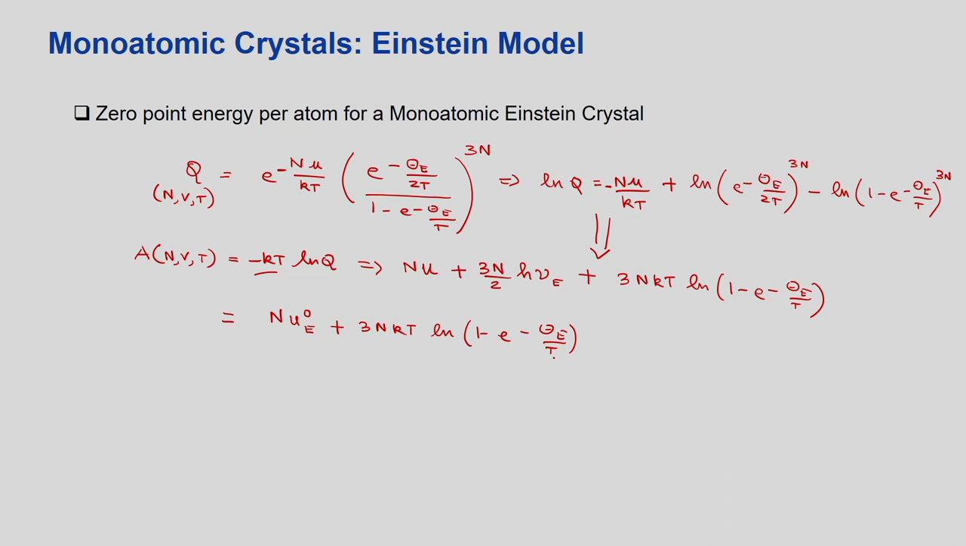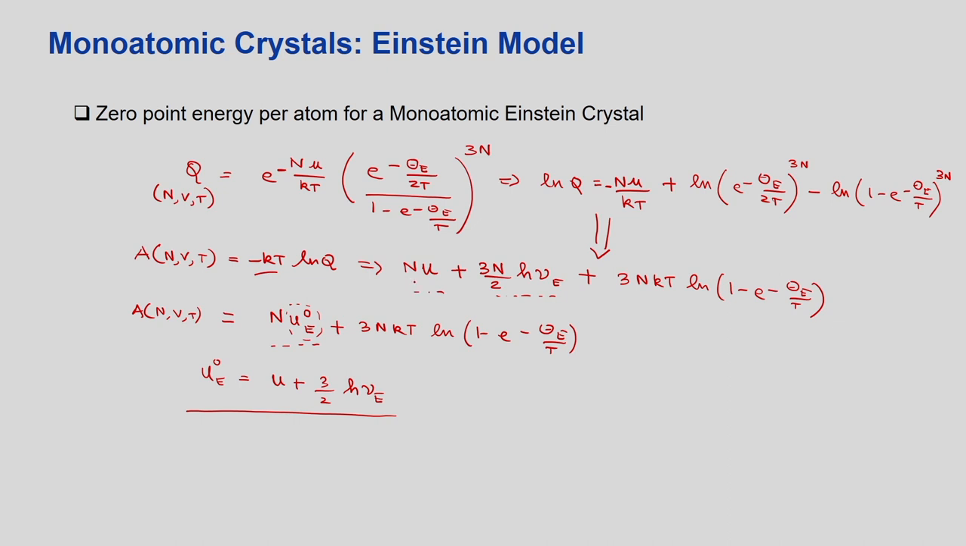I am just writing what is ue0, then you may comprehend. So for nvt, we have got this expression where ue0 I can write as equal to u plus 3 by 2 h nu e. This is what you call this expression. So this particular ue0 has subsumed both this term and this term.